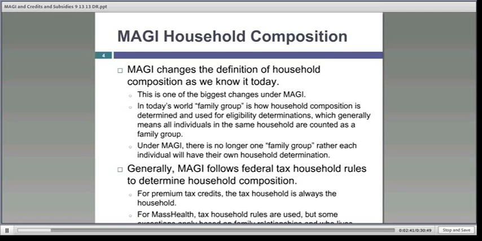Generally speaking, MAGI follows the federal tax household rules to determine the household composition. For the premium tax credits, the tax household is always the household that we're looking at for eligibility determination. So that one should be pretty straightforward. And just to mention as well, people who are married must file together their federal taxes in order to be considered in the same household and get benefits. However, for Mass Health, we start out with the tax household. We look at those tax household rules, but then there's some exceptions that may apply based on family relationships and who actually lives together. So this is where things might change.